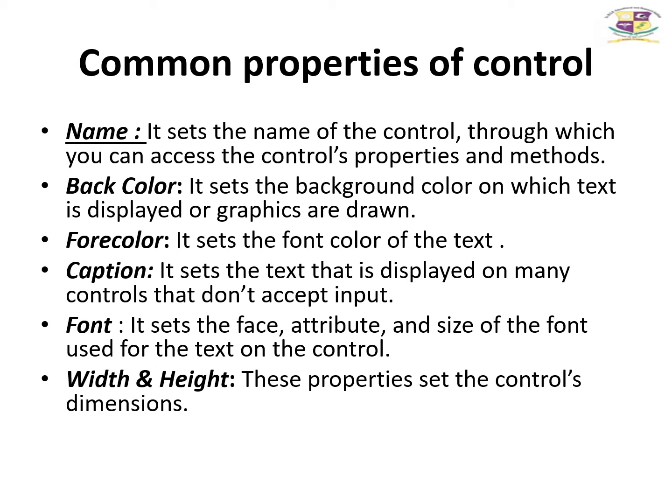Common properties of controls. There are various common properties such as name, back color, forecolor, caption, font, width and height. Here the name is used to set the name of the control, which you can use to access the control's property and the method. The next is the back color, that is the background color, which sets the background color on which the text is to be displayed. Then the forecolor, it sets the font color of the text.